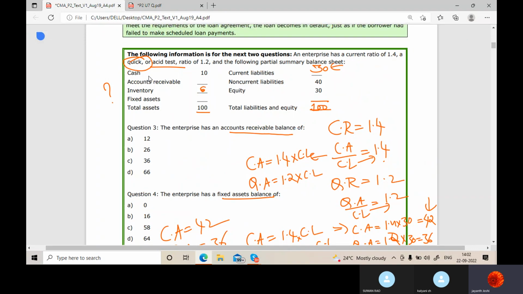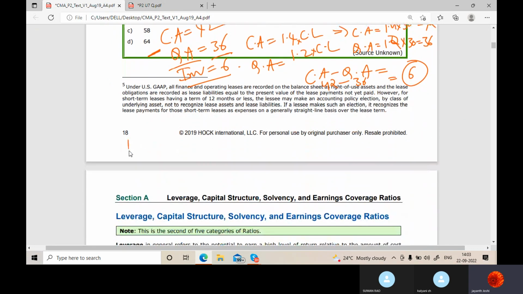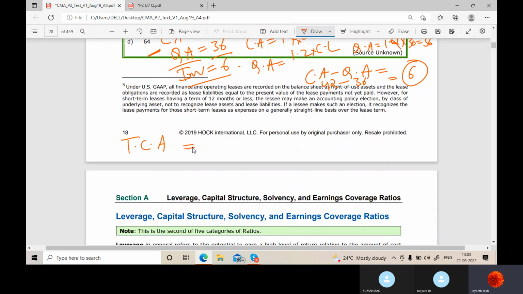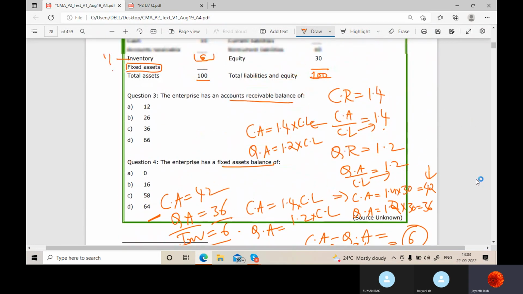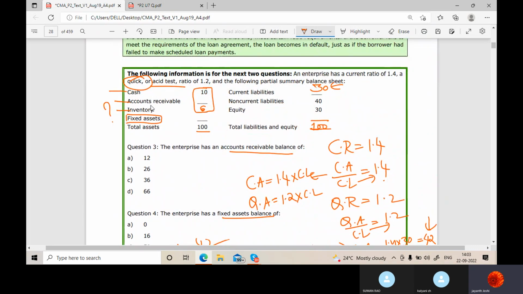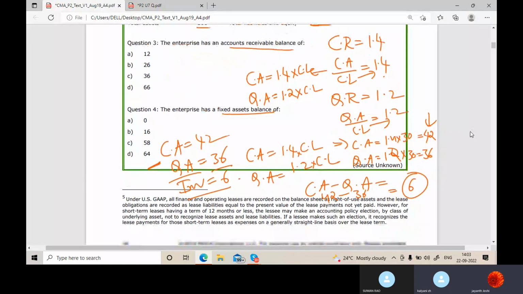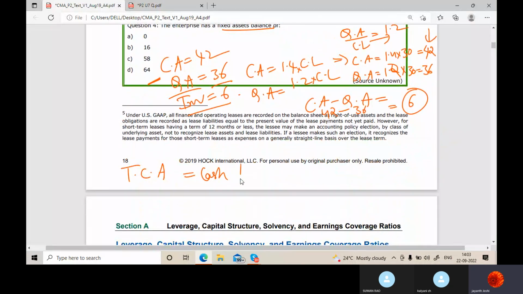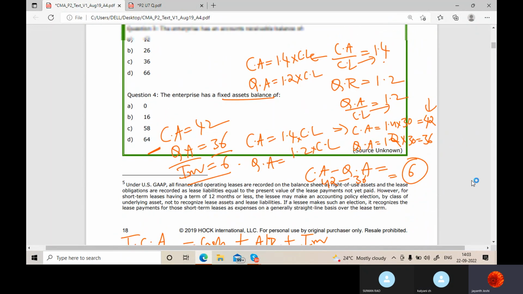Now, if you see this, you have three current assets, that is cash, account receivable and inventory. Can I say that total current assets is nothing but a combination of these three? Because the rest are fixed assets in this balance sheet. Total current assets as per this question is cash plus account receivable plus inventory. These are the only three current assets. Any doubts in this?